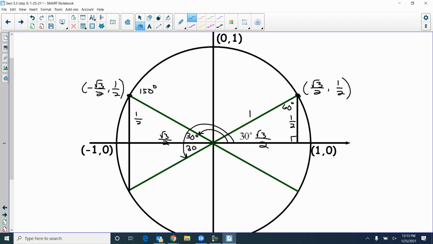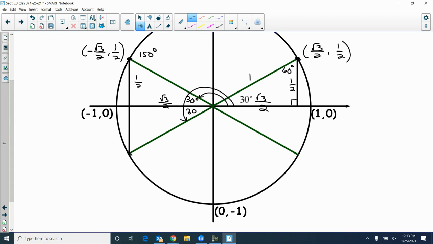What would this angle be, all the way from the x-axis to that green line? 210. So now we have 210 degrees. Across from the 30 is 1/2. We already have radical 3 over 2, so it's going to be negative square root of 3 over 2, negative 1/2.